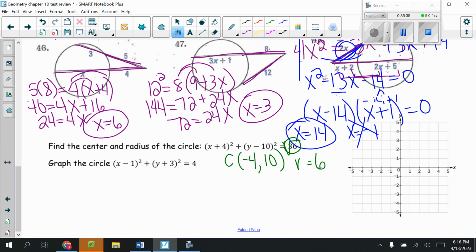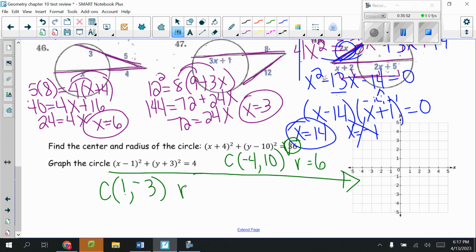Our very last one, we're going to graph this circle. So we're going to come over here to this graph. Two things you need to graph the circle: the center and the radius. So my center, negative 1 comes out positive 1. 3 comes out negative 3. My radius, the square root of 4, is 2. So remember, to graph the circle, you plot the point of the center. So the point 1, negative 3. So I go over 1, down 3. There's my center.